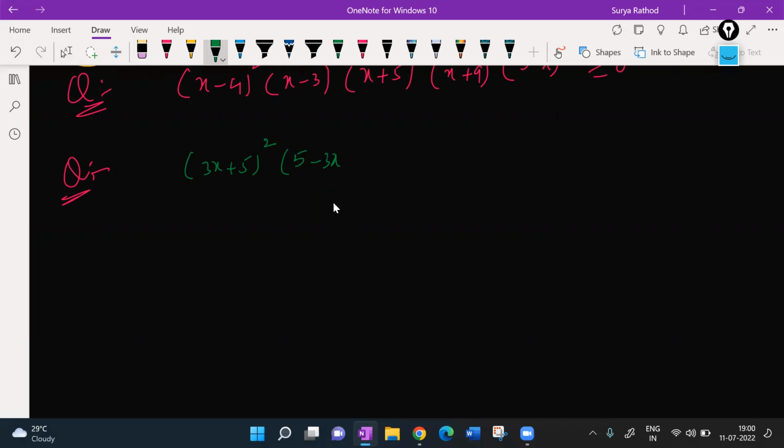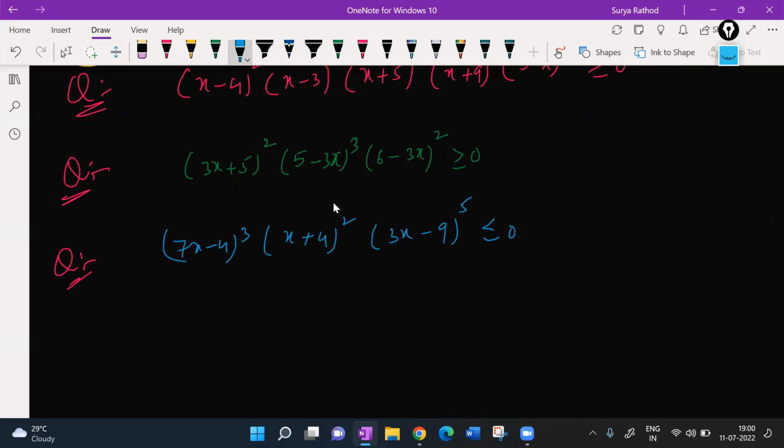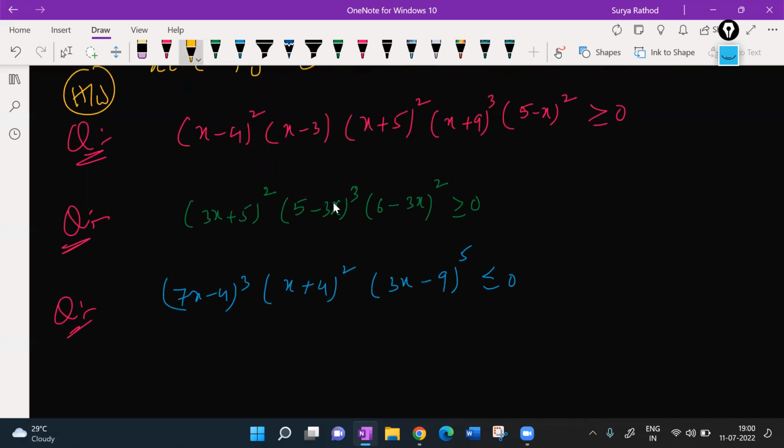5 minus 3x whole to the power of 3, 6 minus 3x whole square, greater than or equal to 0. Next, another question is 7x minus 4 whole cube, x plus 4 whole square, 3x minus 9 whole to the power of 3, whole to the power of 5, less than or equal to 0. So these are the 3 homework questions. I should see everyone solving and coming to the class. You can take a snap if you want, and I'll be sharing the new notes as well. Don't worry.